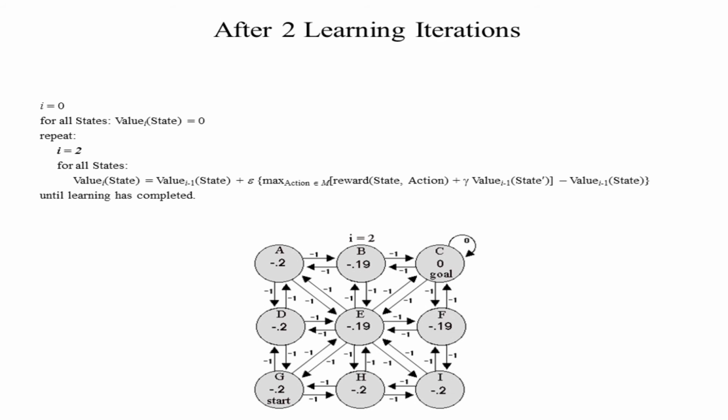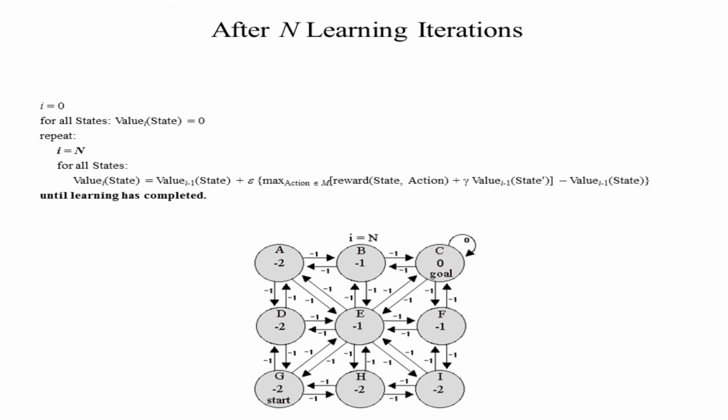After the second iteration of learning, you can see that a gradient starts to emerge. The goal state has a value of 0. States adjacent to the goal state have values of negative 0.19, and states 2 moves away have values of negative 0.2. So if you continue this for n learning iterations, or up until the point that learning has completed, what you can see is you get this very nice gradient. So at this point in time, you can plop the frog down on a lily pad, and it basically just chooses to move to the state that has the least negative value associated with it.